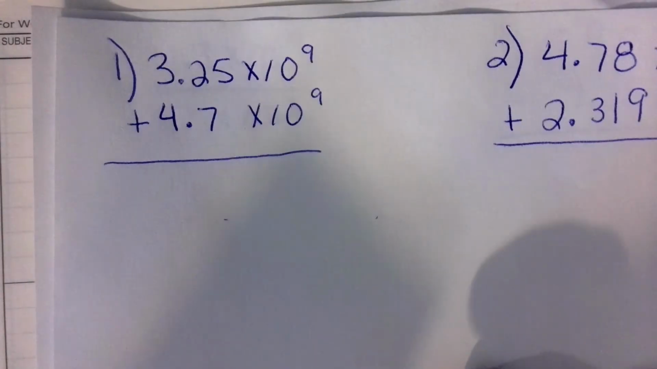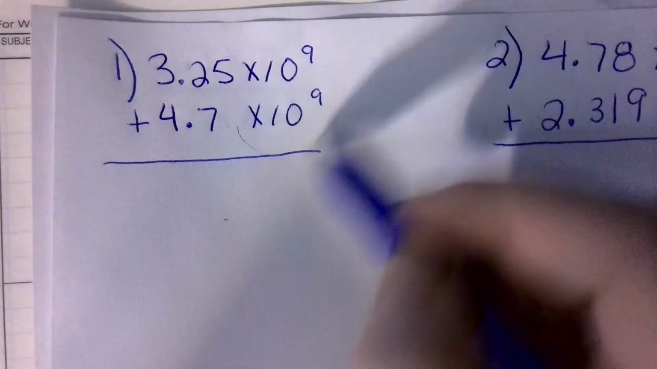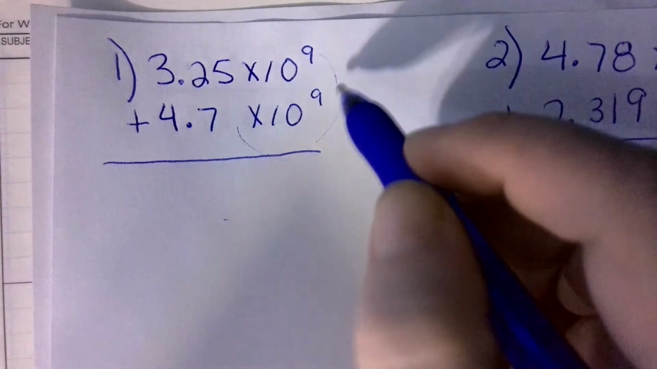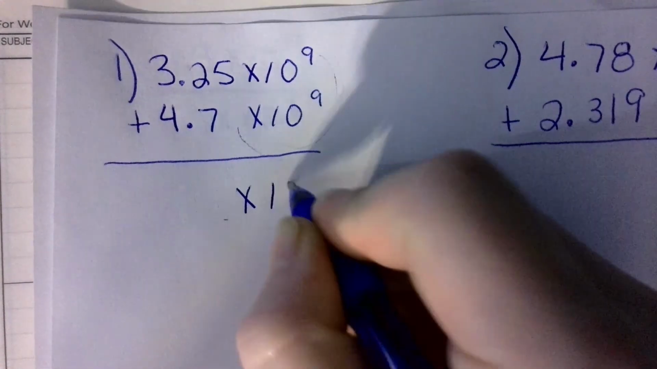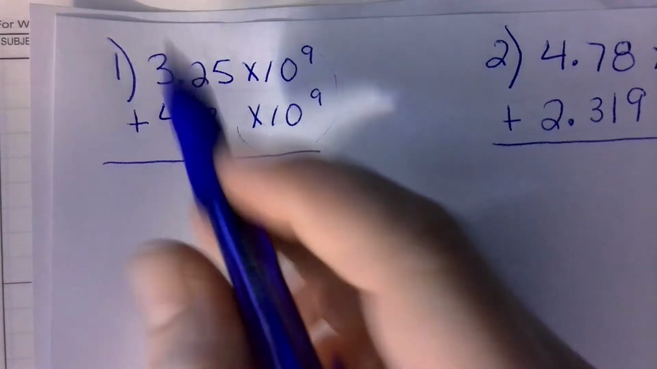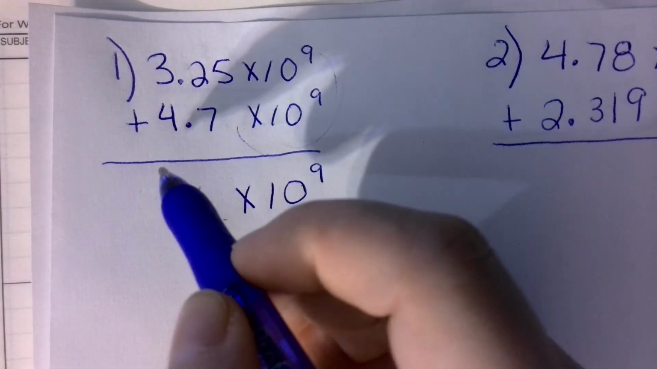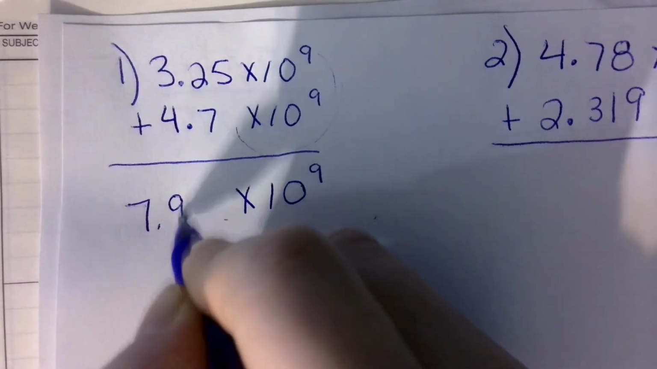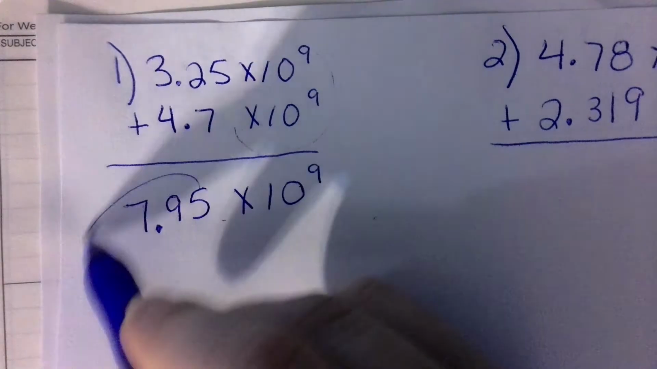Okay, so for the first problem, since these are the same, we can add this together. If these are not the same, we cannot add this. I'm going to go ahead and rewrite this part. I'm going to add these together, these decimals. If I take 3.25 and I add it to 4.7, I get 7.95. So this right here is my answer.